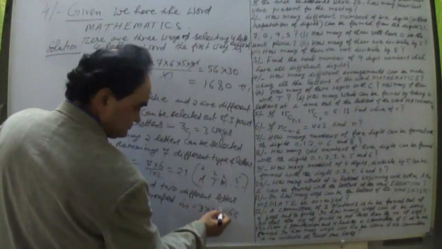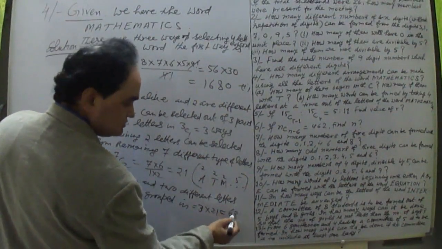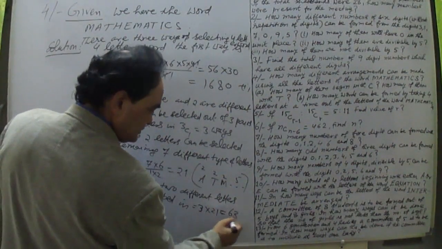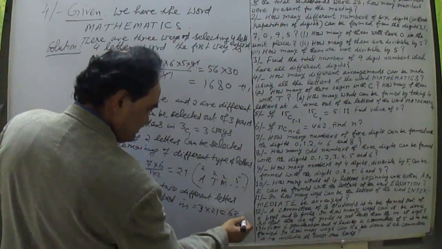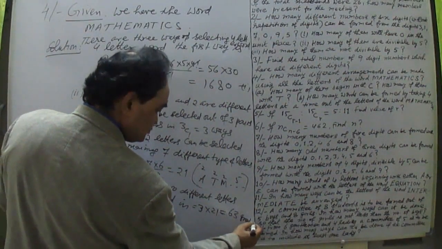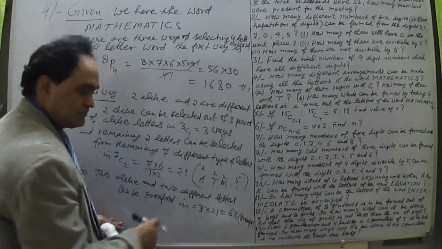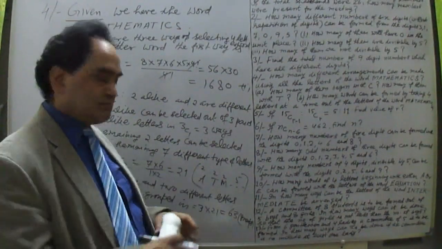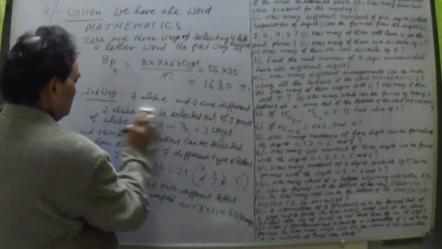Now let me take that these are 63, right? So 63 groups are there. This is still not completed. 63 groups, we may say. These are 63 groups of two alike and two different characters words that have been selected. Now one group of such kind. Now how many total words will be there?